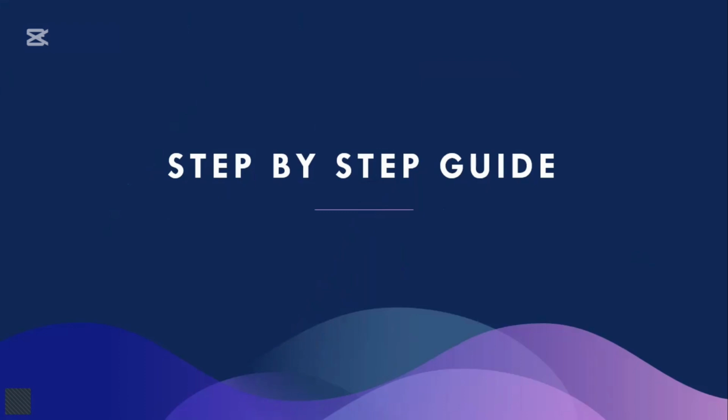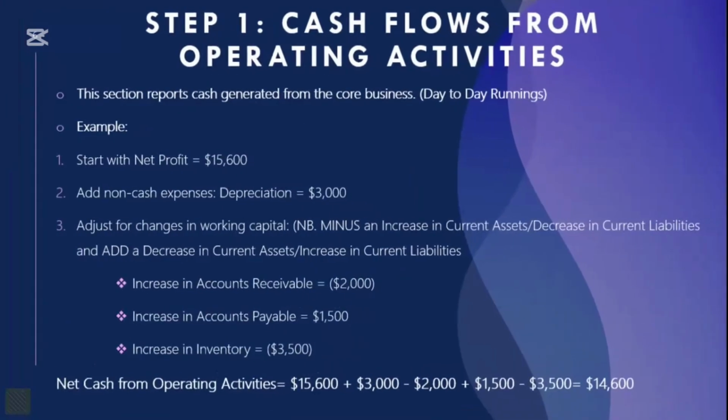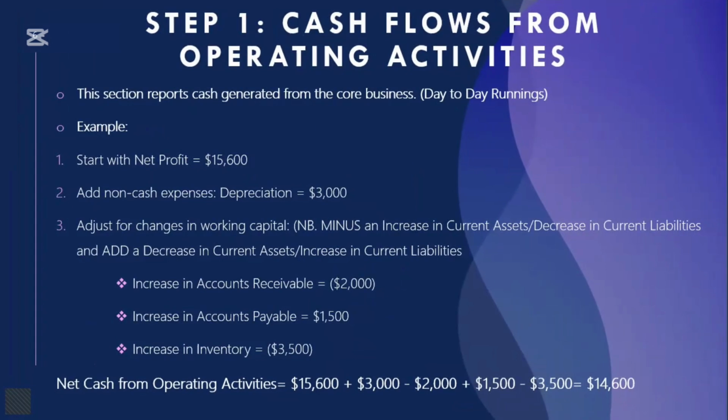We start with our step-by-step guide. Step 1, our cash flow from operating activities. This is the core business, exactly what the business is involved in, and therefore what we start with is our net profit. Our net profit of 15,600 runs in line with our worked example for our statement of comprehensive income from before. Afterwards, we add our non-cash expense of depreciation, which is $3,000.